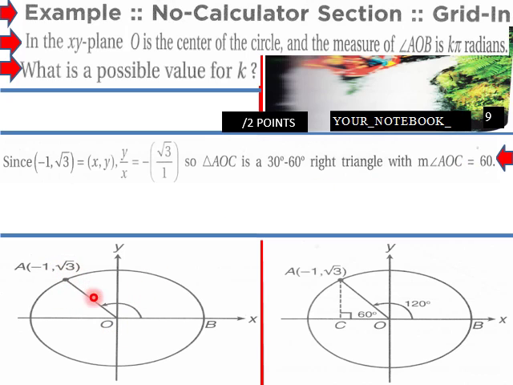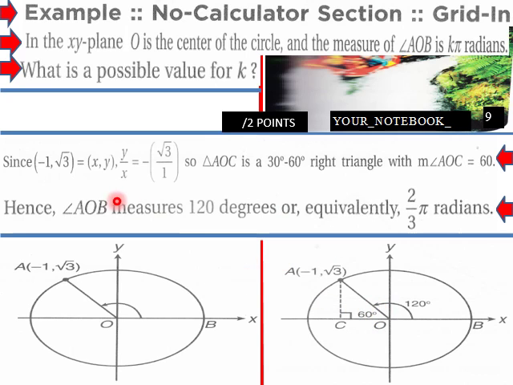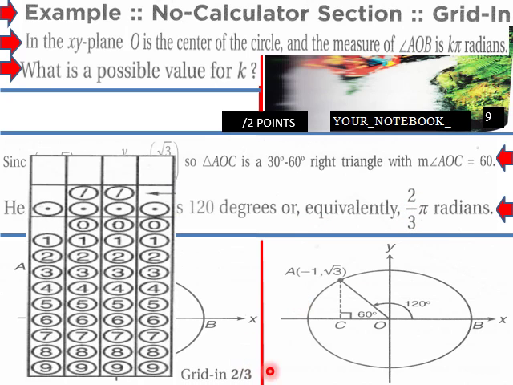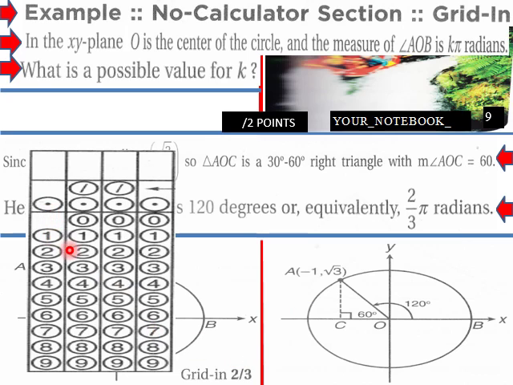Sorry, AOC here is a 60 degree angle. Hence, AOB measures 120 degrees. AOB, this is 120 degrees, or equivalently 2/3 pi radians. So grid in 2/3 for that. It'll be 2, fraction bar, and then 3.